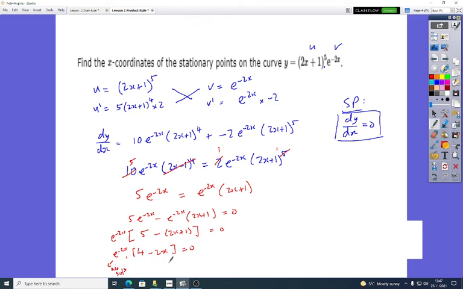And this one will be 2x equals 4, so x will equal 2. So stationary point, we'll get x equals 2. Now it does say, oh no, find the x coordinates. So you don't need to, that's it. That's the only coordinate for the stationary point, and we're done. Okay.